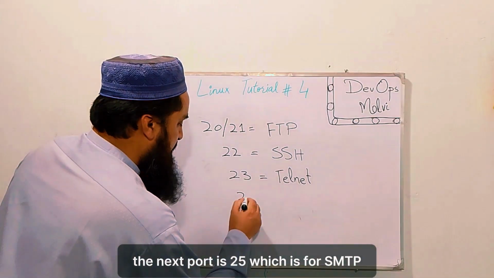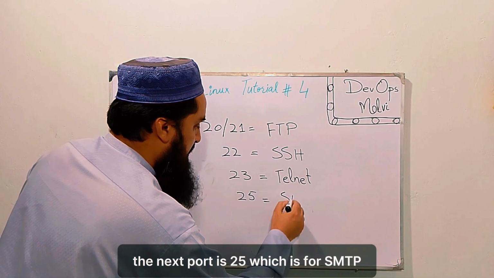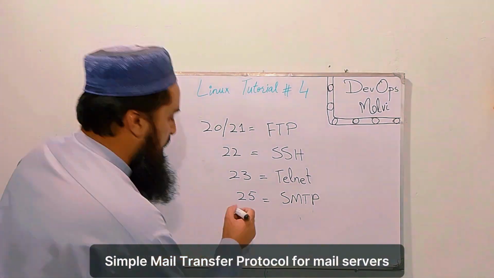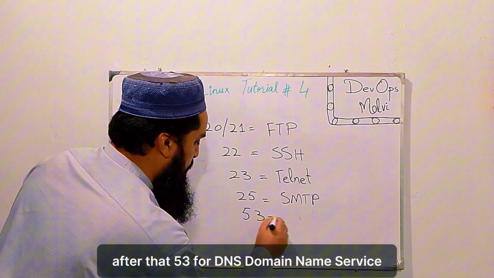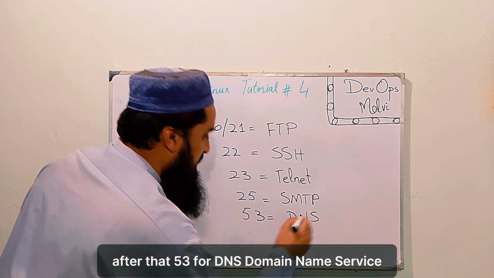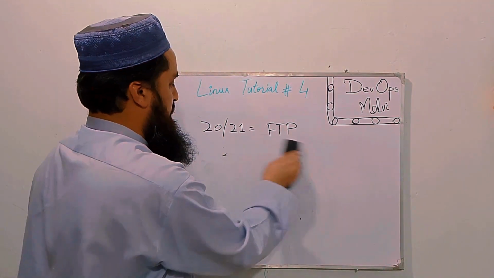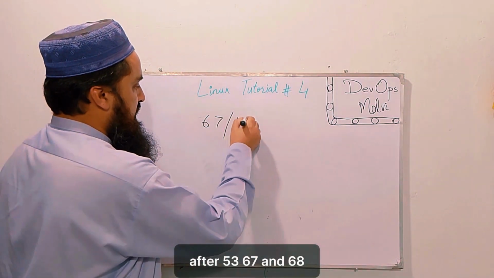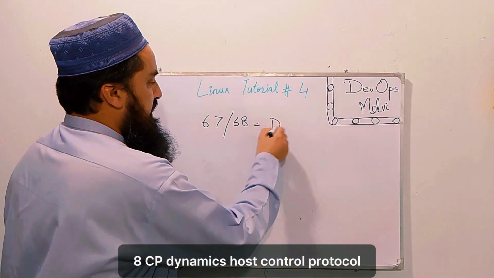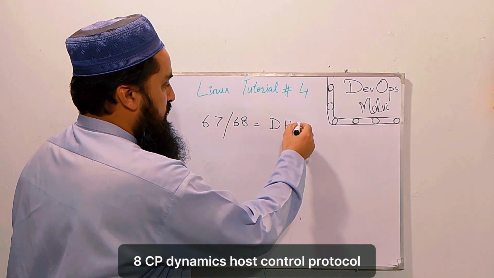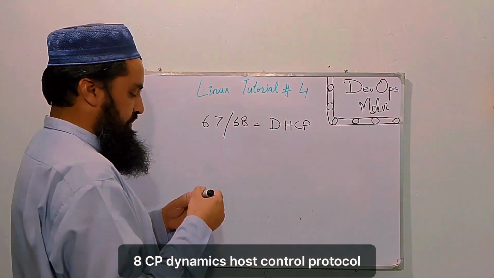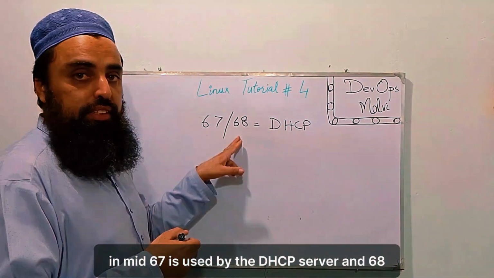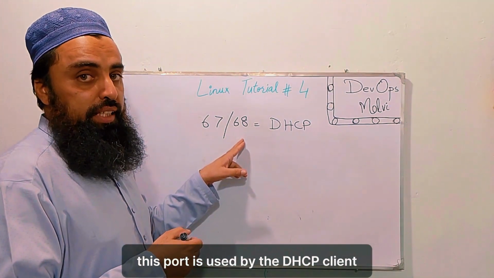The next port is 25, which is for SMTP, Simple Mail Transfer Protocol, for mail servers. After that, 53 for DNS, Domain Name Service. After 53, 67 and 68 for DHCP, Dynamic Host Configuration Protocol, in which 67 is used by the DHCP server and 68 is used by the DHCP client.